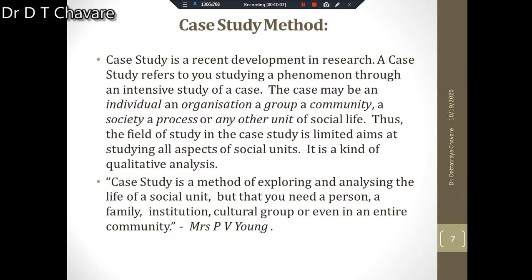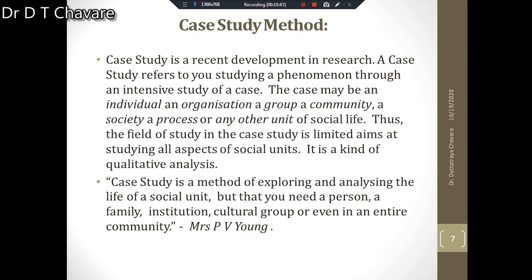What is the exact meaning of case study method? Where that case study method is applied, how it is used, all such things we have to study here in this case study method. Okay. Case study is a recent development in research. Try to understand. What is it? Case study is a recent development in research. A case study refers to you studying a phenomenon through an intensive study of a case.